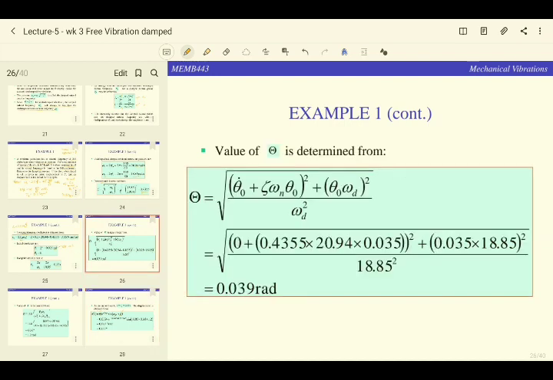How do we get this equation? If you look at your list of equations, you can actually find this equation under the underdamped condition. Why is it underdamped? Because your zeta is less than 1. So under underdamped, you can use this equation. Let me show you how we get this equation.